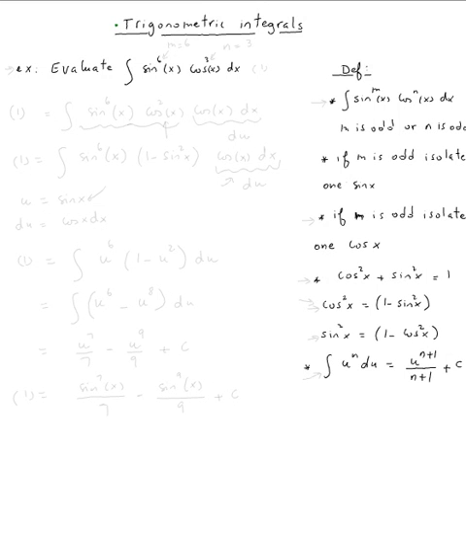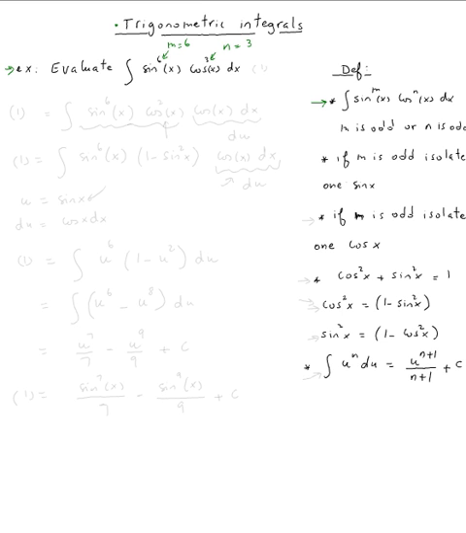The topic is trigonometric integrals. So let's do this example. Evaluate the integral of sine to the power 6 of x times cosine to the power of 3 of x dx. Again, this integral looks like this type, integral of sine m of x, cosine n of x. So my m happens to be 6, right? Which is right there, and my n happens to be 3.